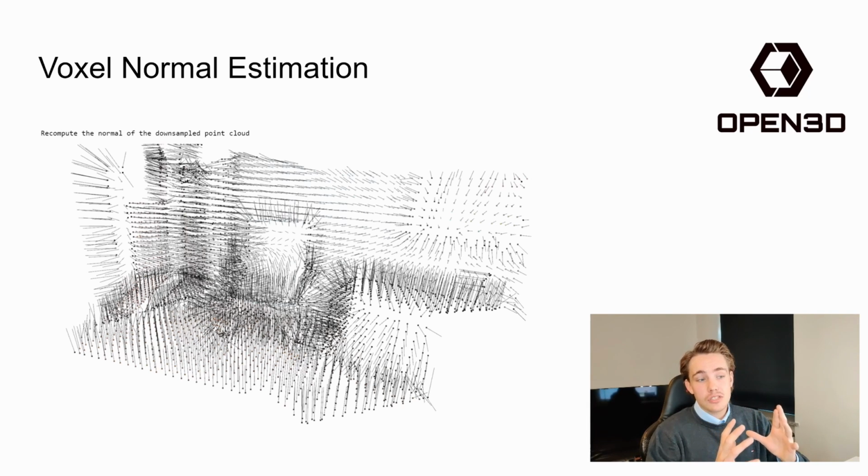After we've downsampled our image, we should do this normal estimation. Again, I'm going to show you in code how we can do it. It is really easy using the Open3D library. We're just calling a function and it will do everything for us. And this will be the return that we can then use later on for more processes or more operations on our point clouds.